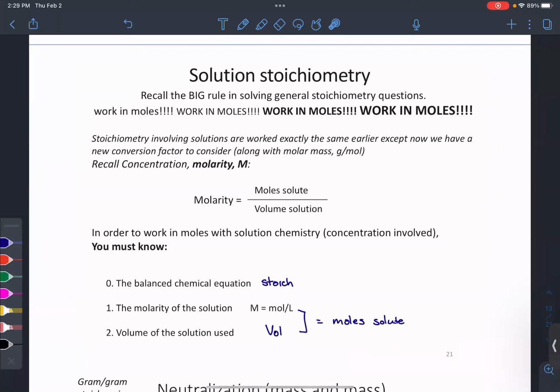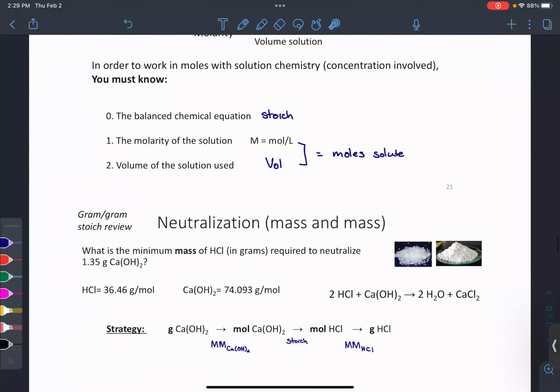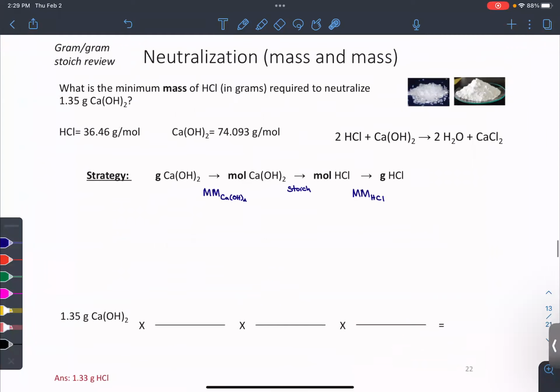And then finally, you typically need the volume of solution you used, because if you multiply molarity and volume, you get moles of your solute. Just like when we took grams and divided by molar mass, we got moles. It's analogous here. So I just want you to think about molarity as this new conversion factor we can play with, because then you don't have to learn anything new. It's just a new conversion we can use. All right, so let's do a bunch of practice problems. This one is a little bit of a review. We talked about neutralization reactions in solution chemistry.